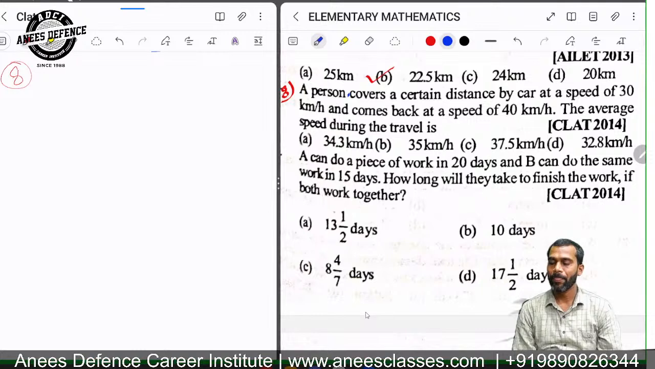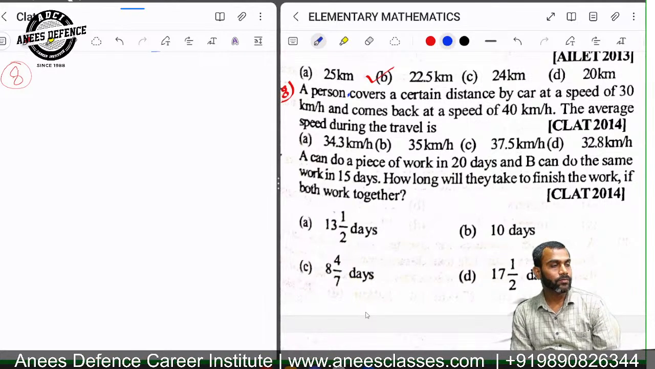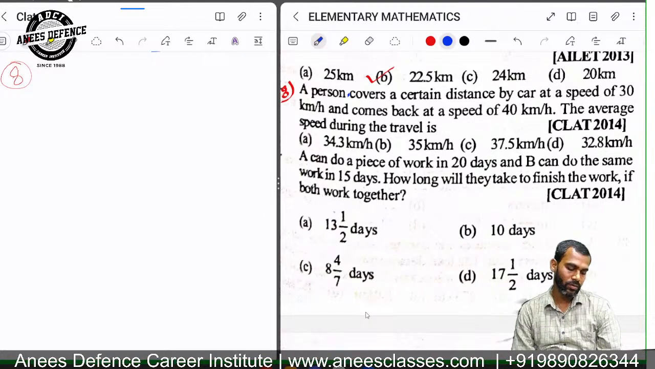Please try. A person covers a certain distance by a car at the speed of 30 kilometers per hour and comes back at the speed of 40 kilometers per hour. The average speed during the travel is. Do you know the direct formula?